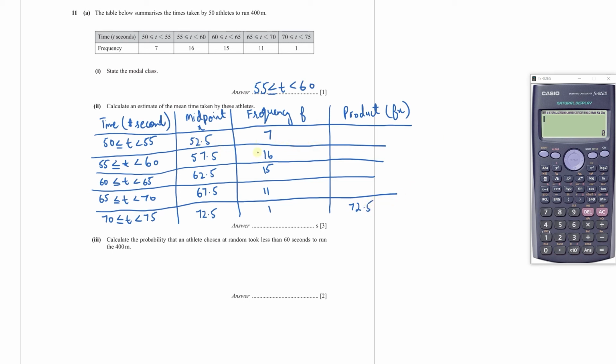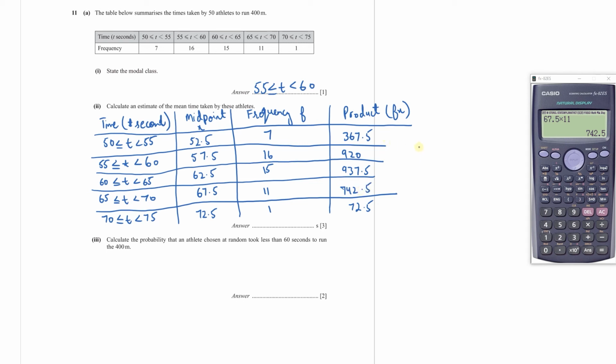Let's calculate these products. So 52.5 into 7 is 367.5. 16 times 57.5 will be 920. Then 15 times 62.5 is 937.5. Then 67.5 times 11.